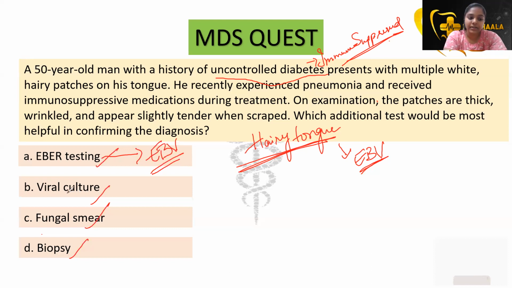Viral culture is of no use. Fungal smear is also of no use because we have seen hairy lesions and mostly it will not be candidiasis or any other thing. So fungal smear will not be used. Biopsy will give you a definitive diagnosis, as we have discussed. It will give you a definitive diagnosis that it is caused by EBV.